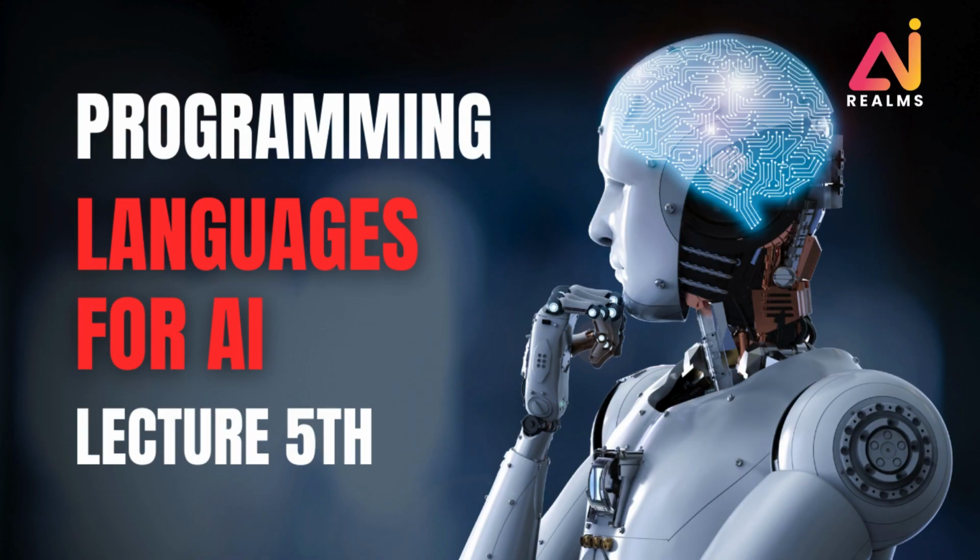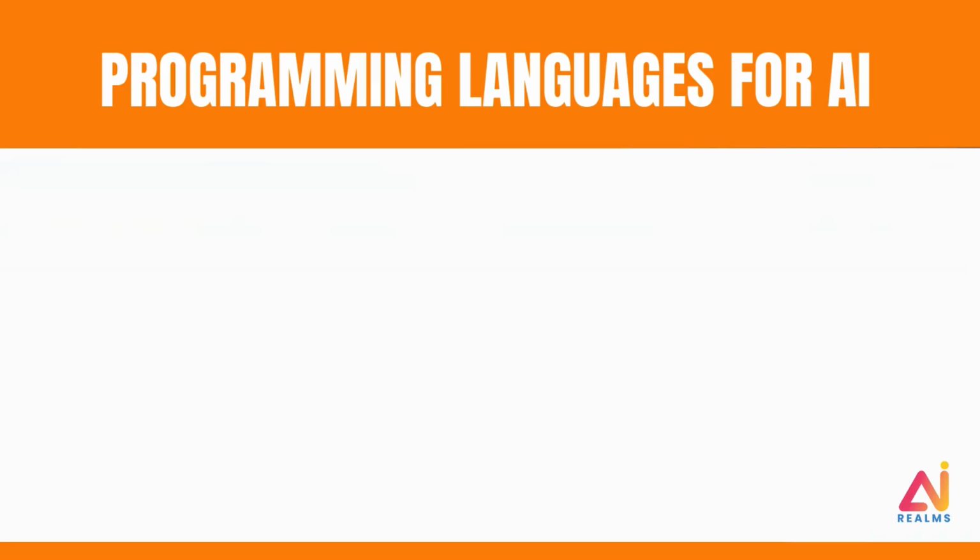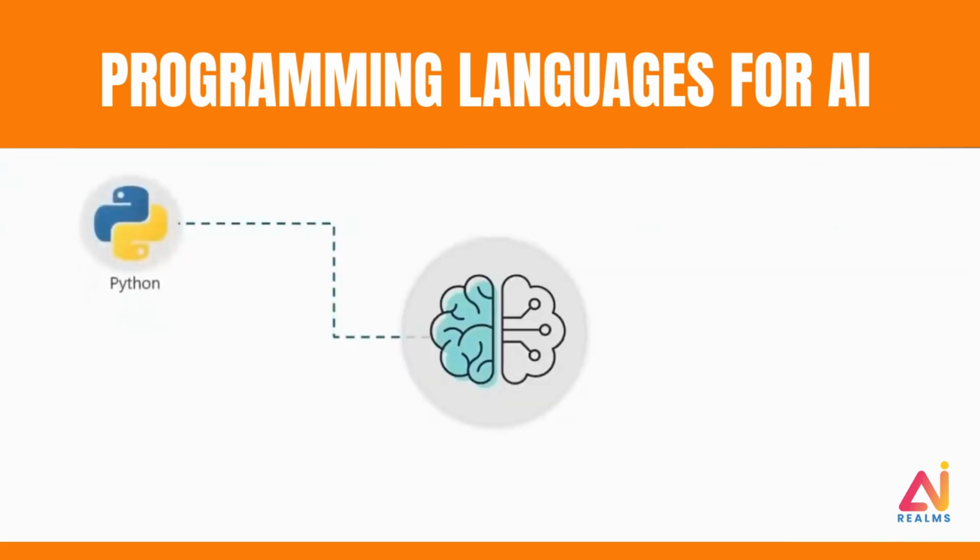Let's move on and discuss the different programming languages for AI. There are actually a number of languages that can be used for artificial intelligence. I'm going to mention a few of them. So first we have Python.